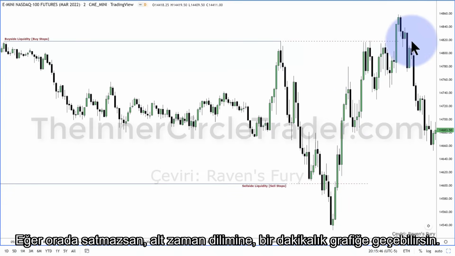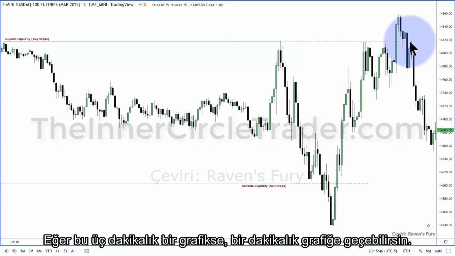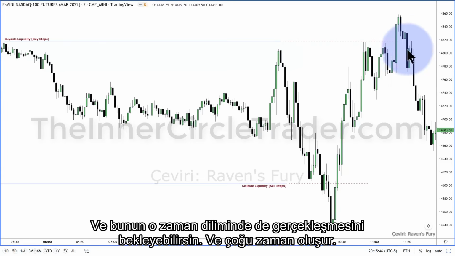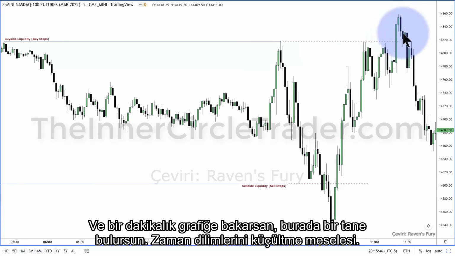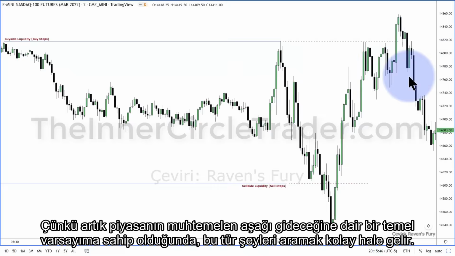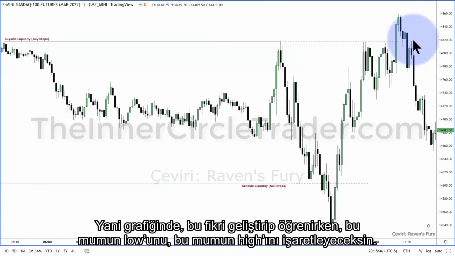to sell. Now, if you don't sell there, you can drop down to a lower time frame, 1 minute chart. If this is a 3 minute chart, you can go down to a 1 minute chart and look for that to occur on that time frame as well. And it many times will form if you're looking at a lower time frame, like say this was a 5 minute chart, and you looked at a 1 minute chart, you'd find one down in here. It's a matter of scaling down in your time frames, because once you have an underlying premise to the market now likely to go lower, it becomes an easy thing to look for these types of things.